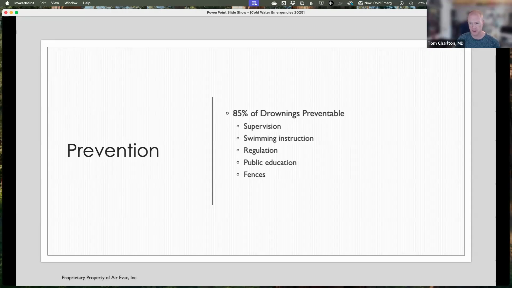Public education goes a long way. A lot of education dollars are spent on telling people not to dive into water, especially when they don't know what the depth is, and to not mix alcohol and any sort of water activities.